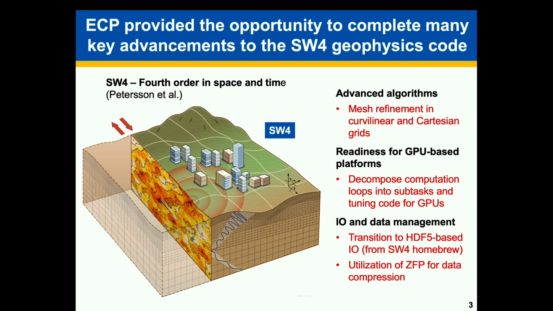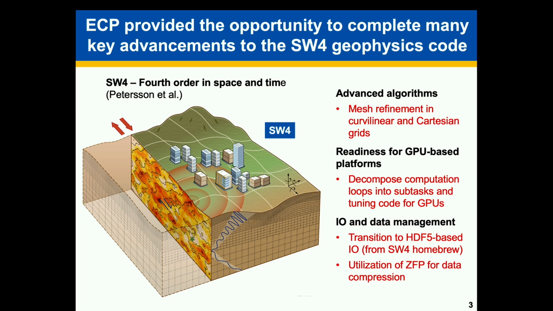So what do we do? I'm going to briefly mention the major improvements. We started with SW4, a fourth-order in time and space wave propagation code originally developed by Petersson et al. at Lawrence Livermore National Laboratory. And we made a whole slew of advancements to it, with new algorithms, and transitioning the architecture of that code from a CPU-based code to a GPU-based code. On the right-hand side, I've listed a few of the important things we did.